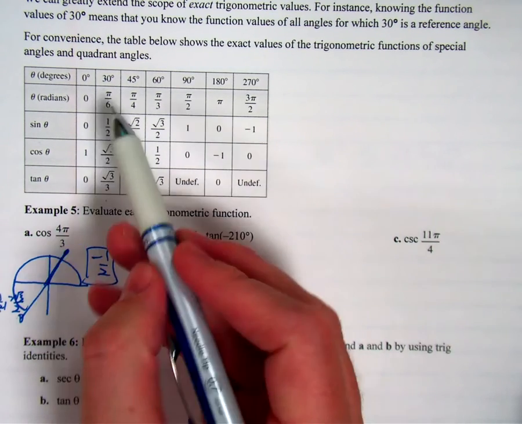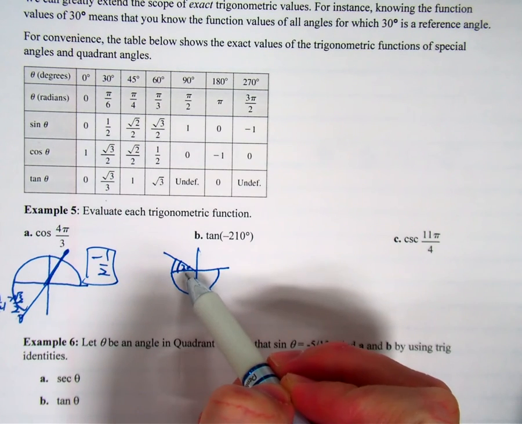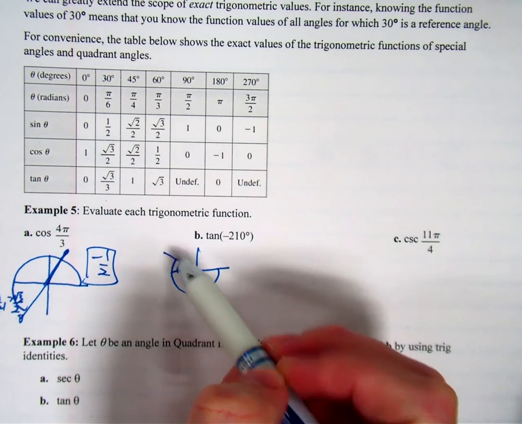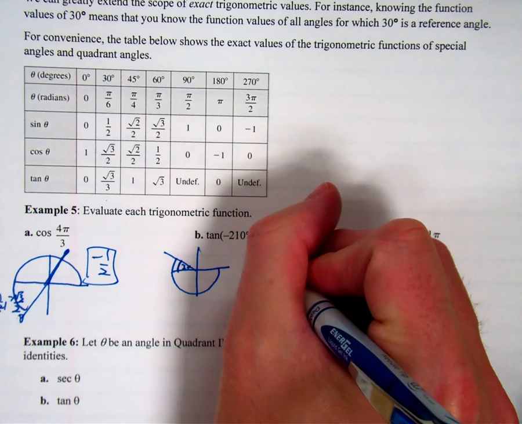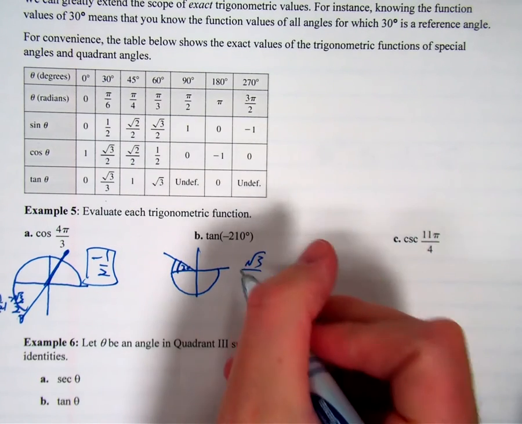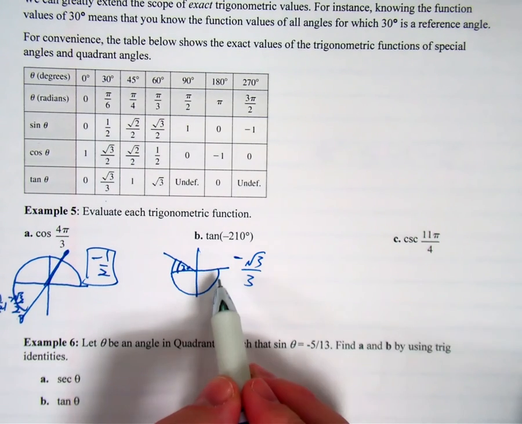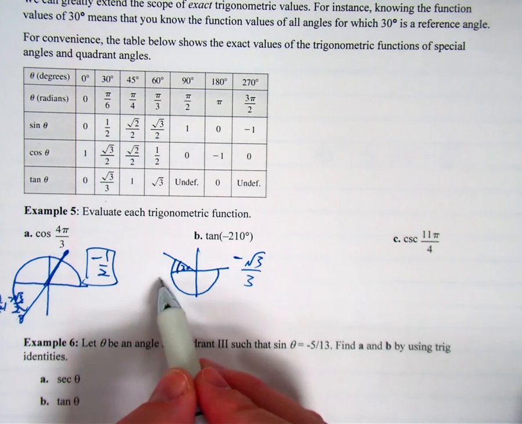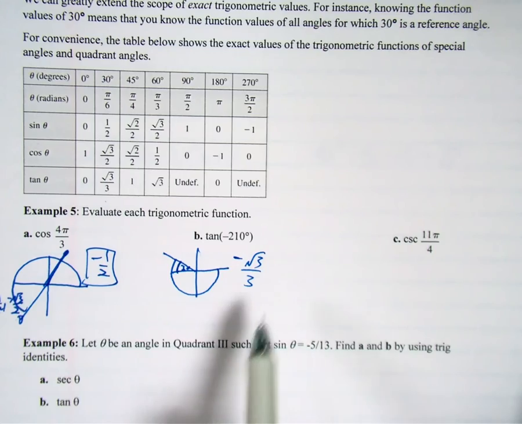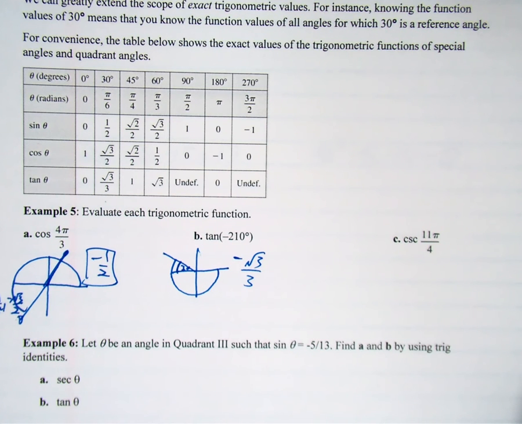So this is going to be, it's 30 degrees. So it's going to have the one with more 3's, radical 3 over 3. And we're in quadrant 2, so tangent's negative because cosine is negative, sine is positive, so they're mixed. So tangent should be negative.